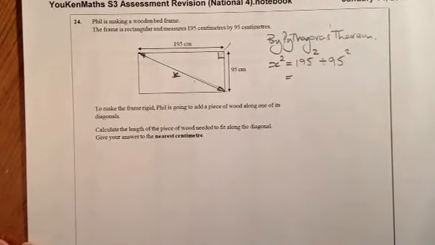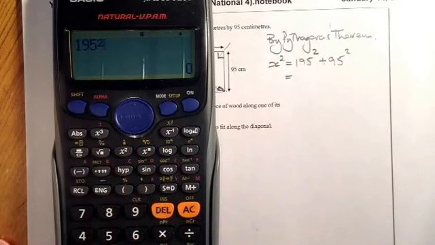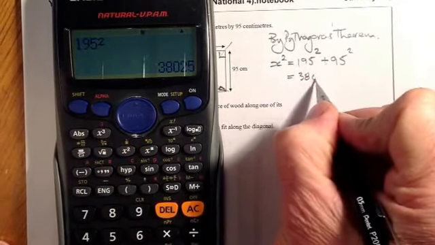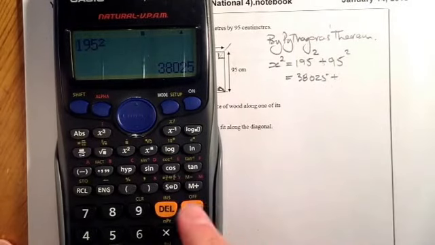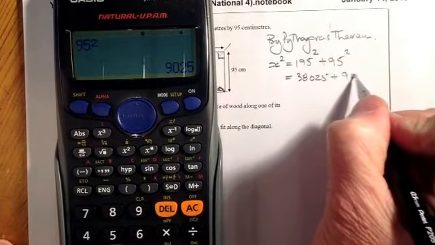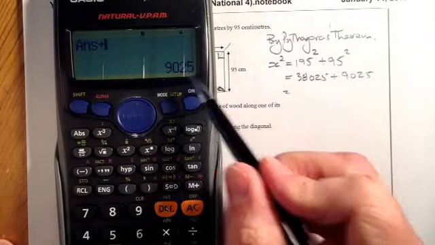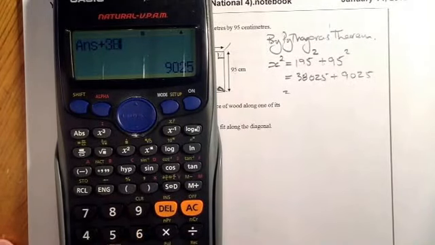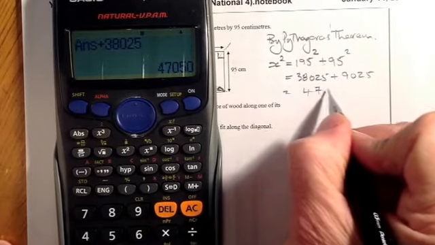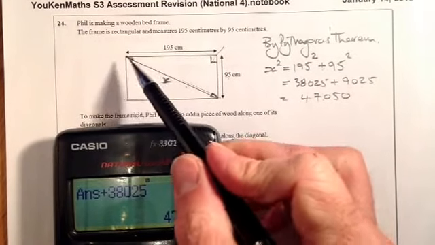Okay, I've got my calculator. So 195, and I'm pressing my square button, or 195 times 195. That'll give me 38025. I'm going to add on to that 95 squared, which equals 9025. I'm going to gather them together. So I've already got that in the calculator. That plus that there, 38025 equals 47050. So obviously that's far too big to be that length there.